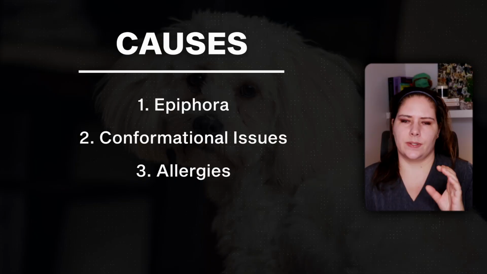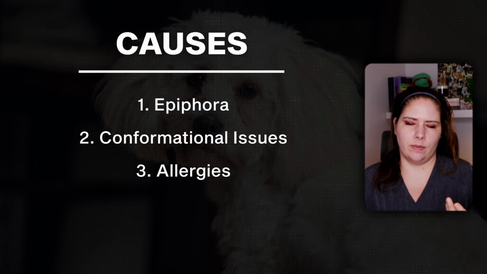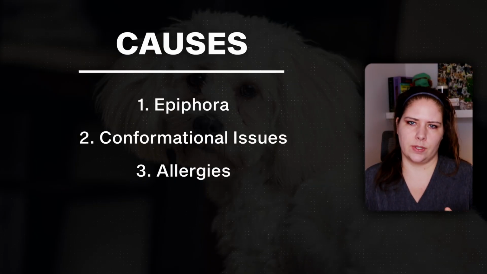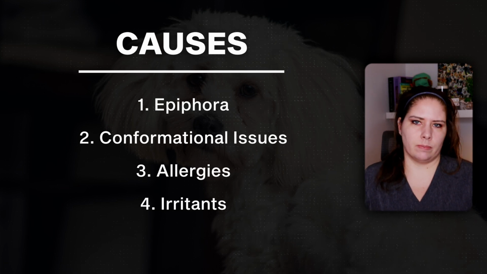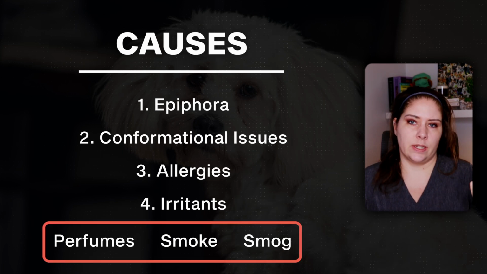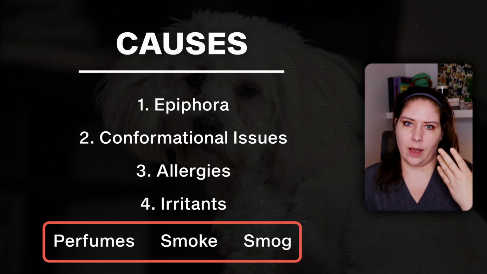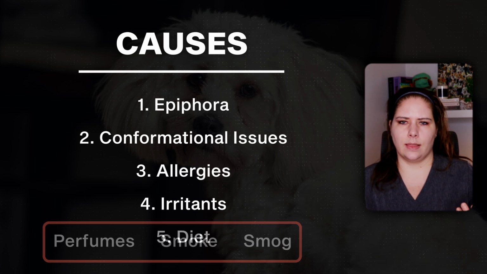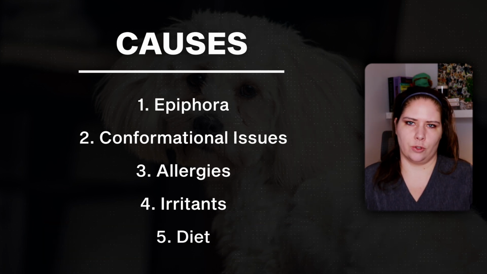staining as well. Third, and this is a bit less common, but some allergies or sensitivities might contribute to tear staining. Fourth, irritants might be part of the problem. Perfumes, smoke, smog, those sorts of irritants in the air can bother the eyes of your pets, causing tear staining. And lastly, diet can be a contributing factor.